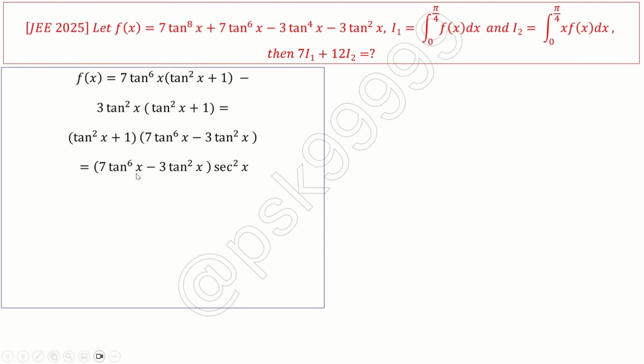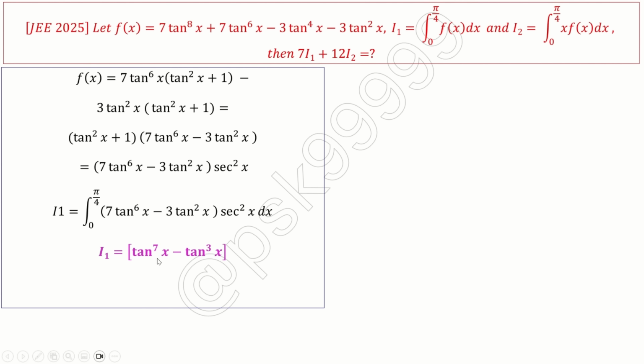Now if I take tan x as t, then secant square x dx is dt. This is nothing but 7t to the power of 6 minus 3t square. So my integration is very simple. Integration of 7t to the power of 6 is t to the power of 7 by 7 times 7, so 7 gets cancelled. You will be left with tan to the power of 7x minus tan cube x. If you really want one more step, you can take tan x as t, secant square x dx is dt, then you will end up in this finally.